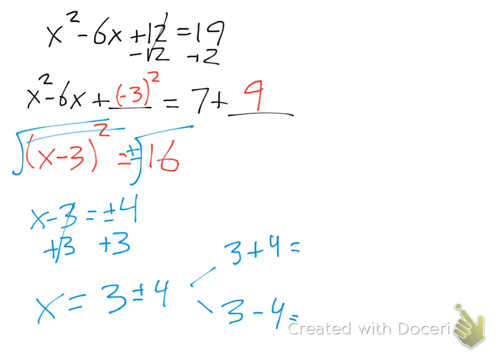And what's 3 plus 4? 7, and 3 minus 4 is negative 1. And those are your answers to the quadratic. You could have graphed it. You could have found the same thing. Probably would have been really close. But that is completing the square.